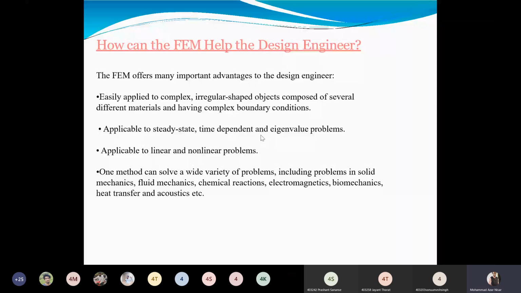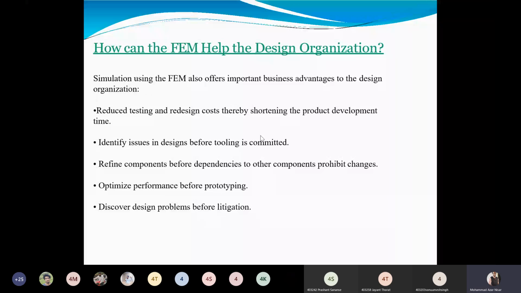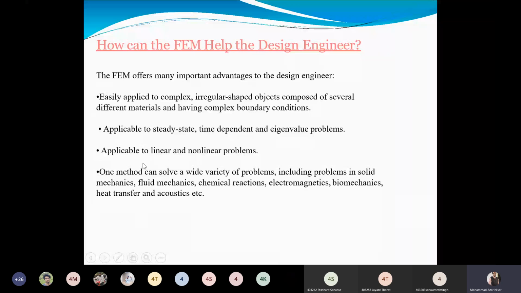Then how can FEM help the design engineer? Before manufacturing, we can analyze that part, and then we can go for the manufacturing purpose. In this case, FEM offers many important advantages. It is easily applied to complex irregular shaped objects composed of several different materials. So we can change the materials, the design, the thickness, and other criteria of that particular geometry.